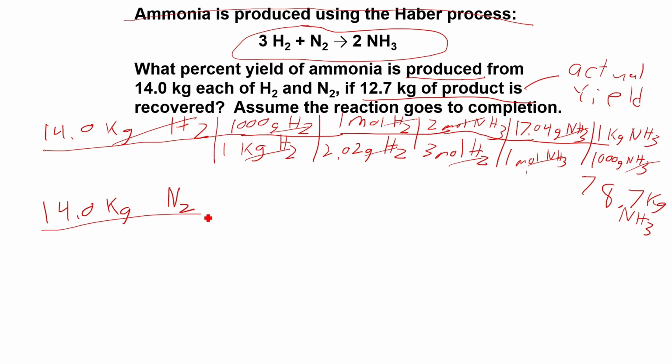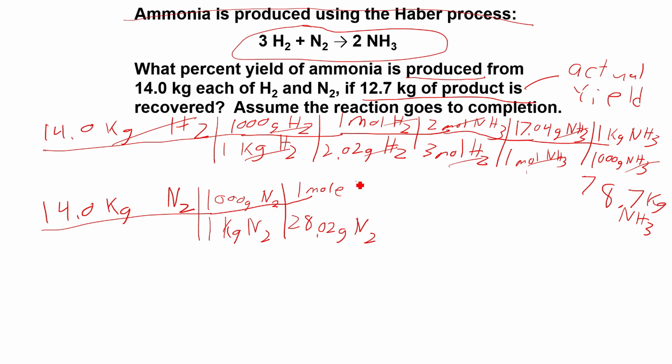Now let's try with the nitrogen. Let's figure out how much we could make from it. So the start is the same. It's still 1 kilogram. Goes to 1,000 grams. Just have a different mass now. We know that for 1 nitrogen, there's going to be 28.02 grams of N2 for every 1 mole of N2. The problem then shows us, if we go back to the balanced chemical equation, that for every 1 mole of N2, there are going to be 2 moles of ammonia produced.